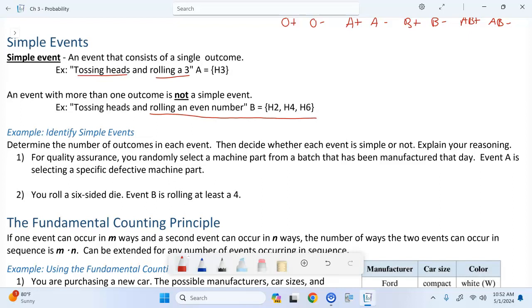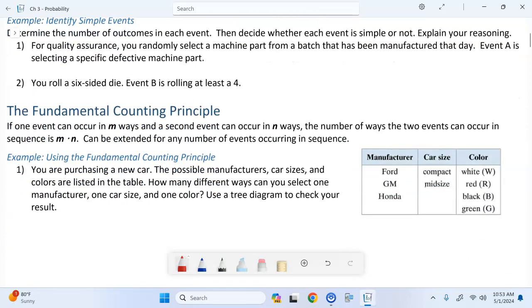So if I'm looking at, I can roll at least a 4. If I roll a 4, then I match the outcome. If I roll a 5, I match the outcome. If I roll a 6, I match the outcome. So it's not a simple event because there's more than one way for me to have that outcome.